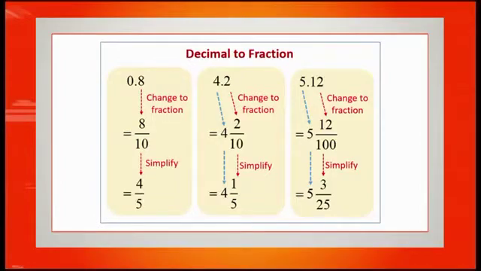Then you have 4 and 2/10. Now remember, when the number appears to the left of the decimal, it is a whole. And as you can see there, it is 4 wholes and 2/10. You can simplify 2/10 to give you 1/5. So 4 and 2/10 is the same as 4 and 1/5. And you can see therefore 5 and 12/100. So it's 5 wholes and 12/100 parts. And you can simplify 12/100 to give you 3/25.